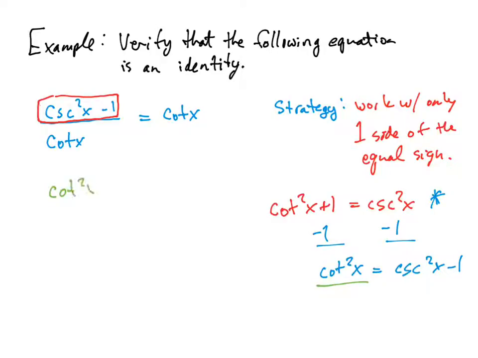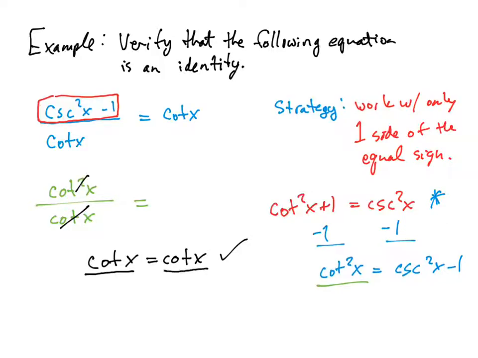So cotangent squared x over cotangent x, and then from there we see that cotangent x and one of the cotangents in the numerator can factor out. So cotangent x equals cotangent x, and we got it. When we're going through this process, in the final step we must show that the left side is explicitly equal to the right side. Okay?